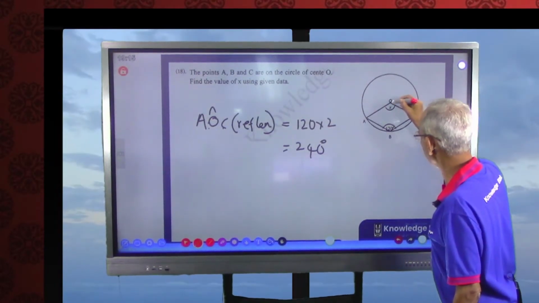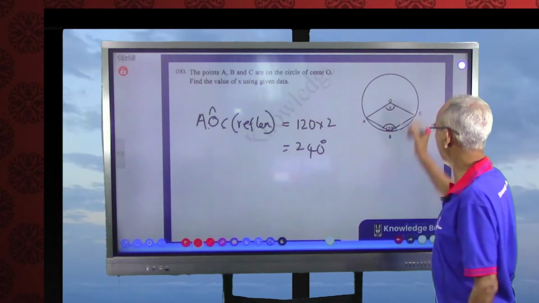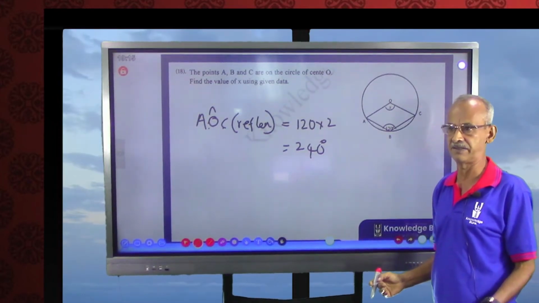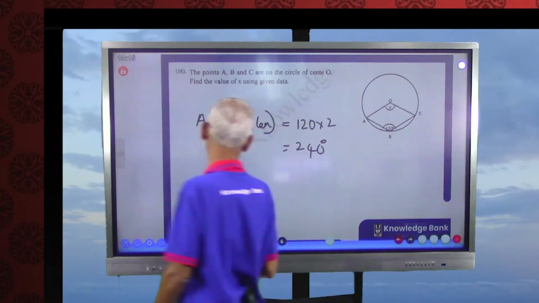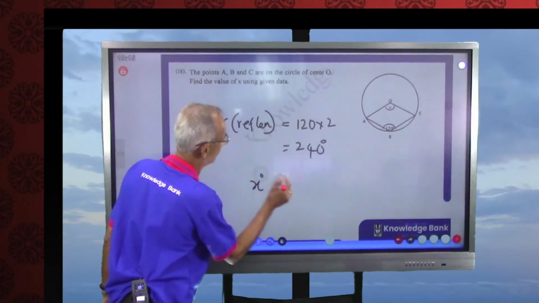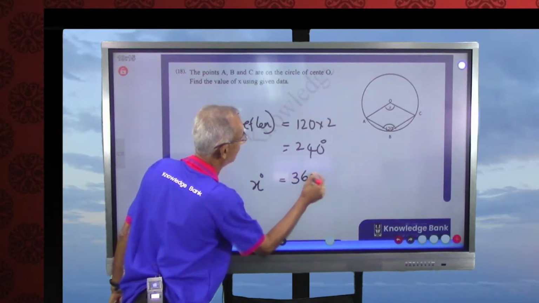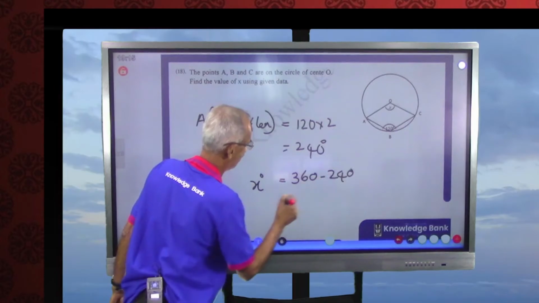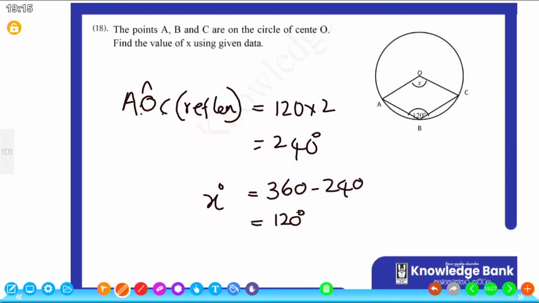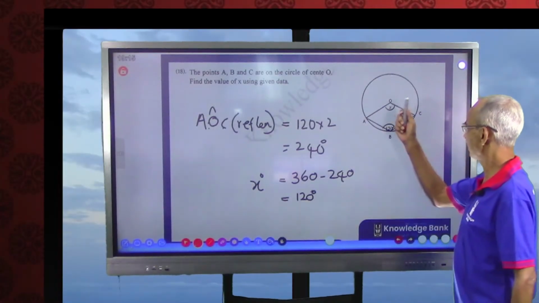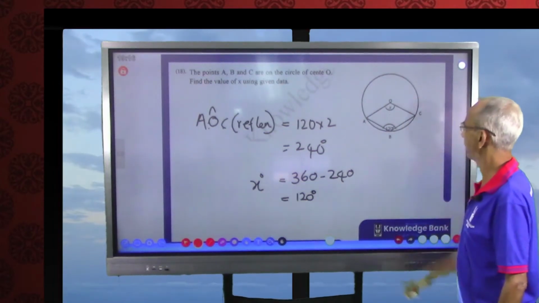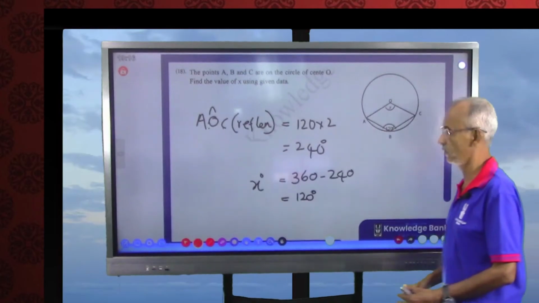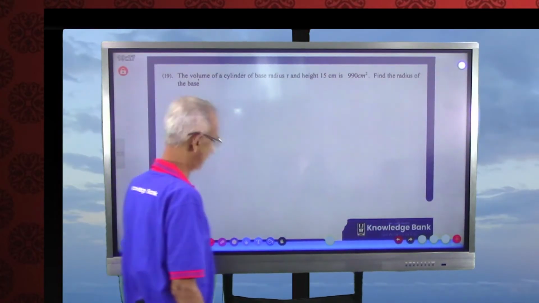Then if you take the point O, the angle at a point is 360 degrees. Therefore, x equals 360 minus 240, which is 120 degrees. x is 120 degrees. The important things here: the angle at the center is twice the angle at the circumference, and the angles at a point add up to 360 degrees. You can use those two. Let's go to question number 19.